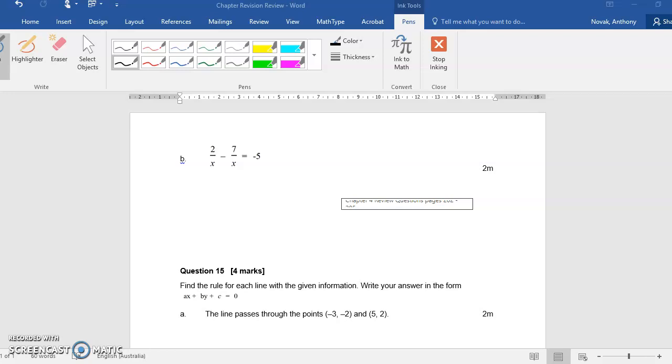Hi, a student has requested assistance with a couple of questions, so let's have a look at those questions in mind. The first one is this pesky little denominators.